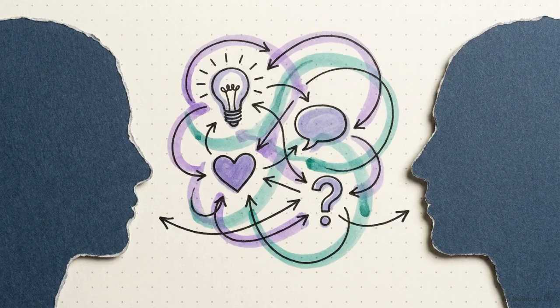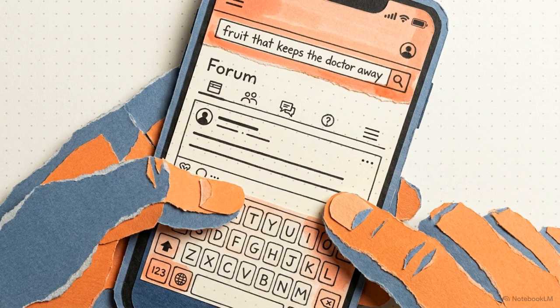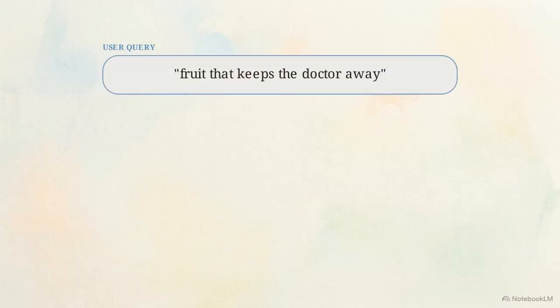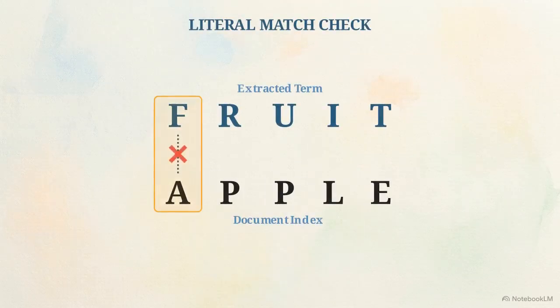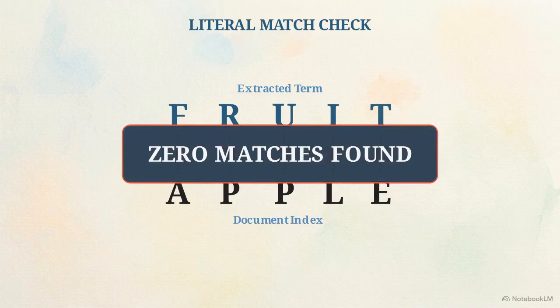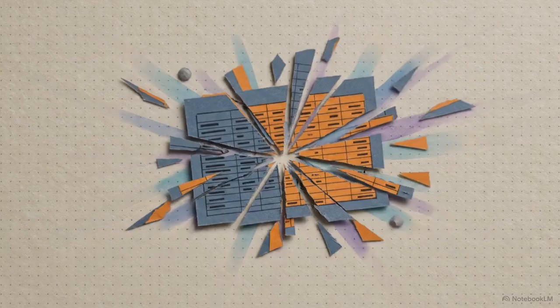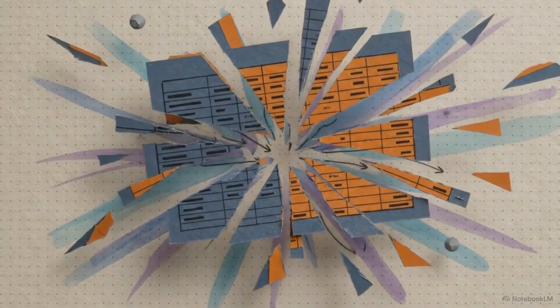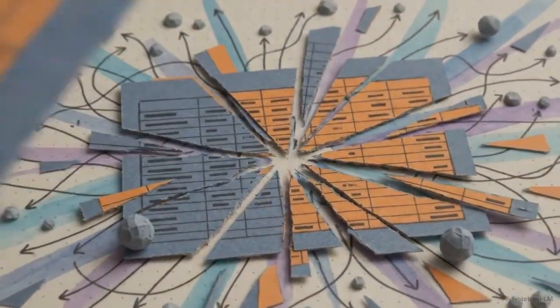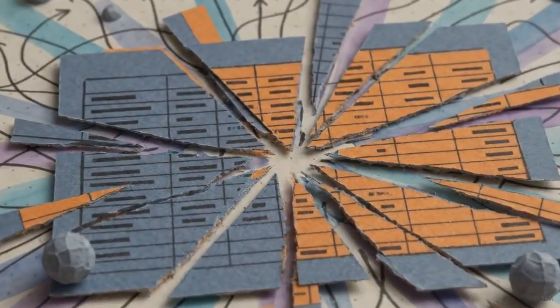We communicate using concepts, context, and abstract intent. Imagine a user searching a medical forum for the phrase, "fruit that keeps the doctor away." A traditional database evaluates that query and tries to find a literal match for those exact words. It completely misses the obvious answer, an apple, because the system has no capacity to understand what the words actually mean. As we build advanced artificial intelligence, these rigid text-only systems break down. A modern AI requires an architecture that can comprehend concepts.